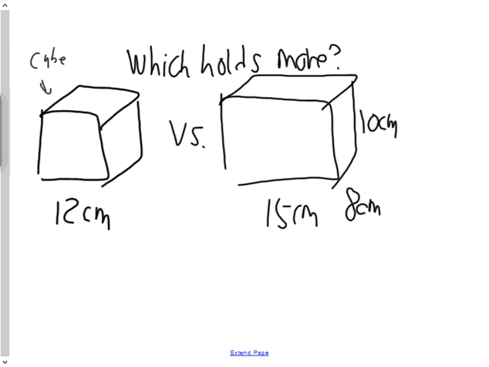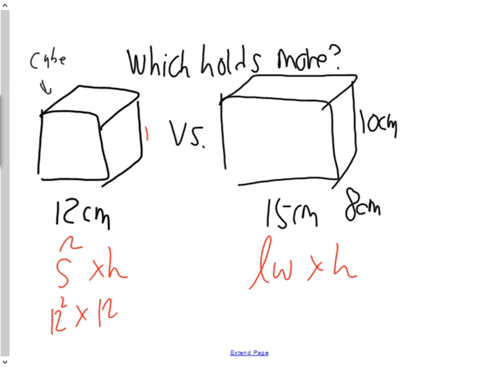Your third question gives you two shapes, a cube and a rectangular prism. It asks, which holds more? So for both of them, we're going to use the volume formula, which is area of the base. A cube has a square base, and a rectangular prism has a rectangular base, and both of those bases will be multiplied by their height to get their volume. Here we're going to have 12 squared multiplied by the height, which is 12, because it's a cube, all of the dimensions are 12. And here we're going to have 15 times 8 multiplied by the height, which is 10.